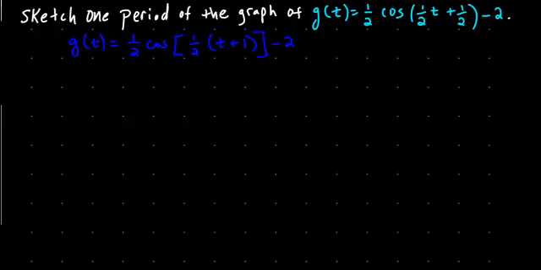So let's get all of our things that we want to get. Let's get the amplitude. Amplitude is going to be determined by the coefficient of the cosine there, which is 1/2. Okay, so next I want to get my period.